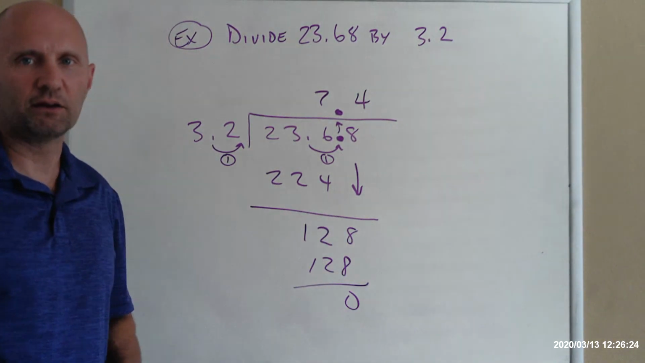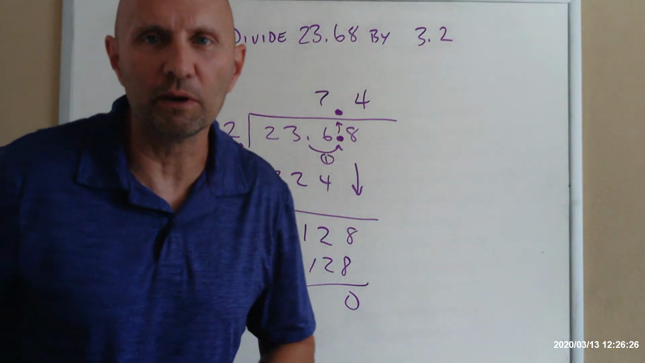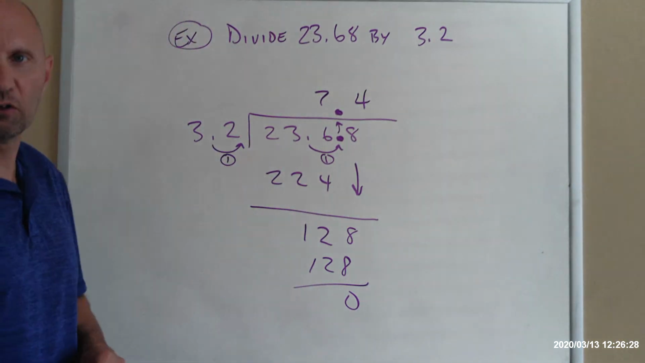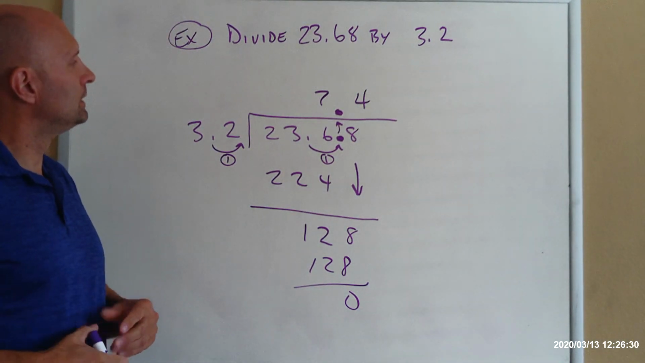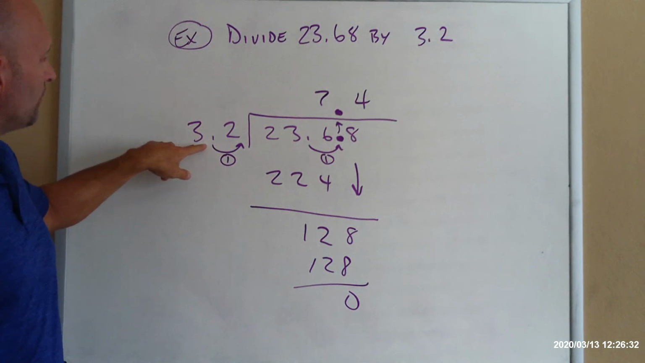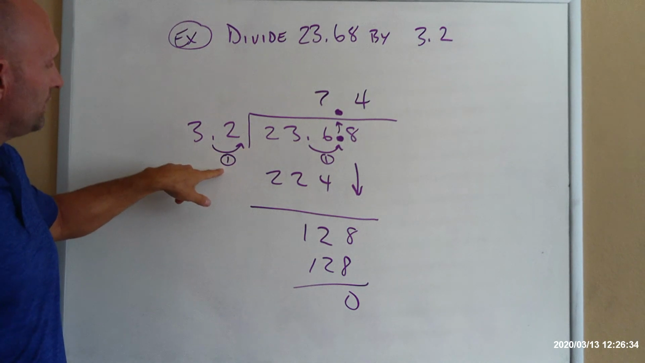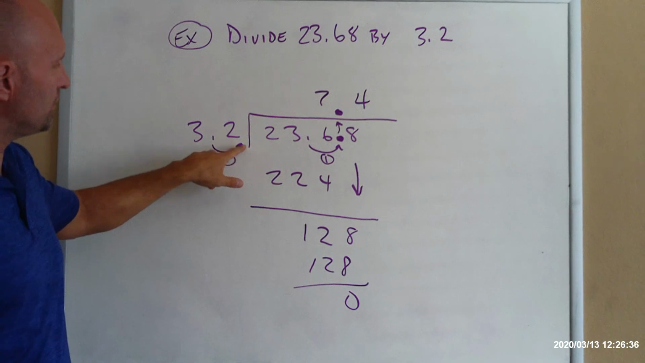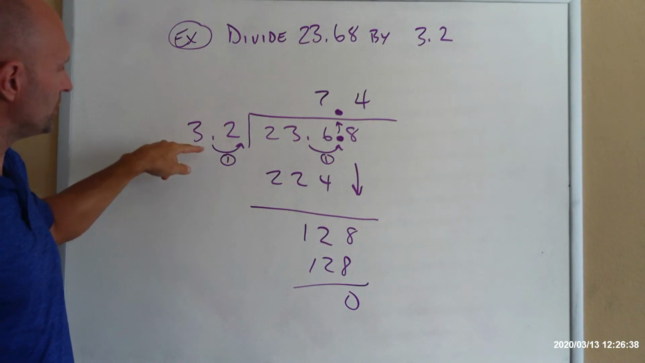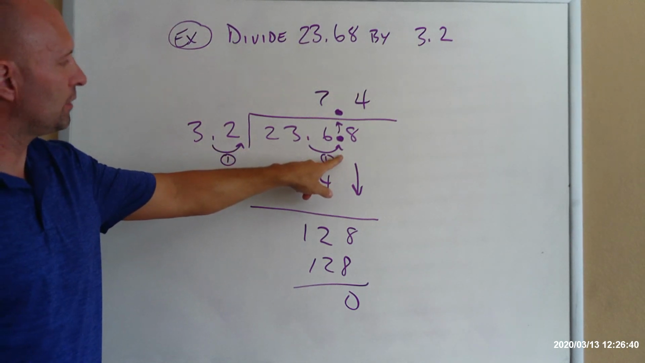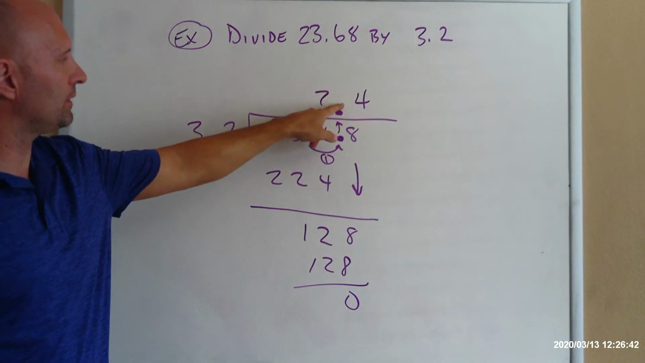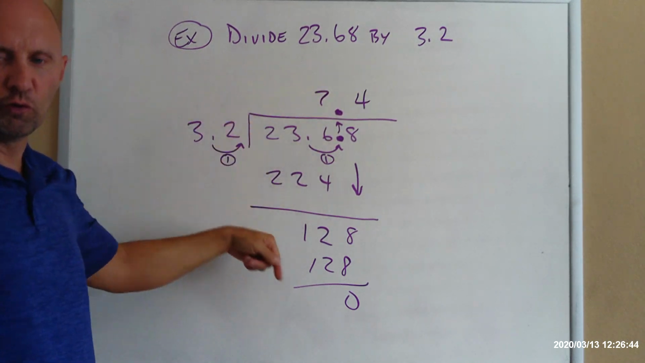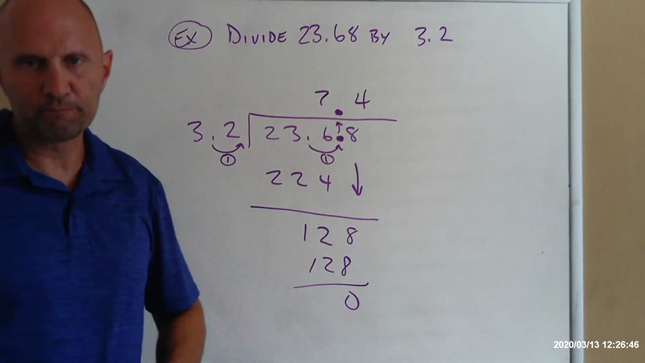And again, sorry I had to go through that a little bit quickly. I just want to make sure I get the material in before it cuts me off here. But that's the process. The number on the outside, move it however many places we need to make this a whole number, so it becomes 32. Move it the same number on the inside, and then put that up in your answer. Then just do the normal long division process.